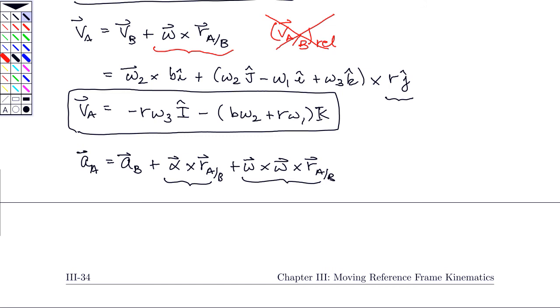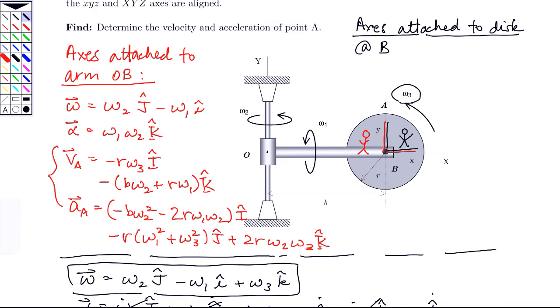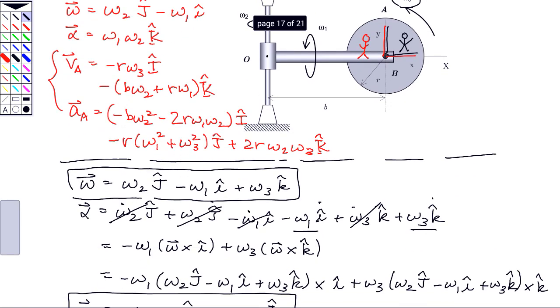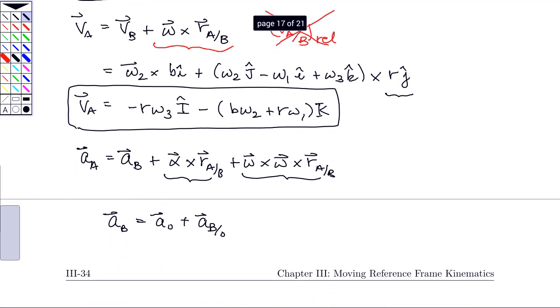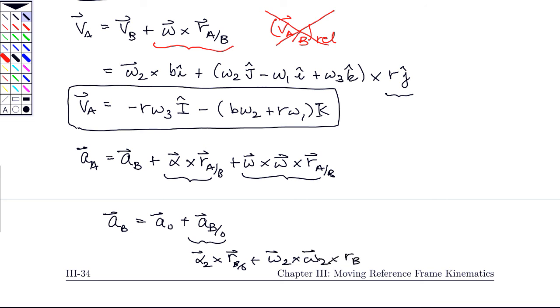Well, the acceleration of b is going to be the acceleration of O plus the acceleration of b relative to O. Let me go back up to the figure to remind you of where O is. So O is back here at the root of the arm. And since we know all the omegas are constant, any alpha term is going to go to 0. So if we write this term as alpha 2 crossed with r of b relative to O plus omega 2 crossed with omega 2 crossed with r of b relative to O.